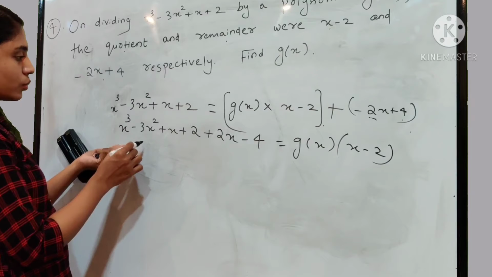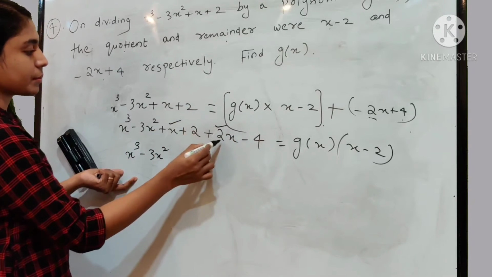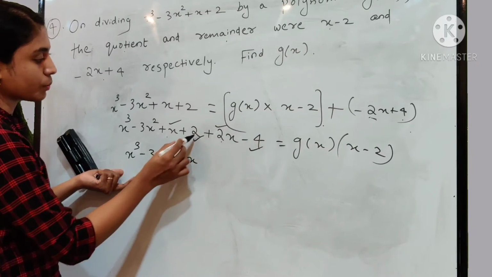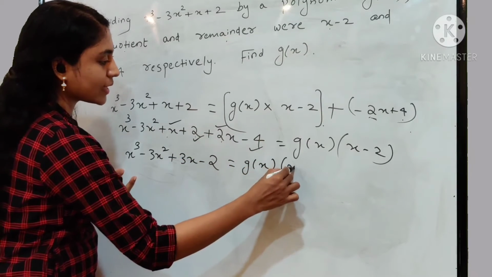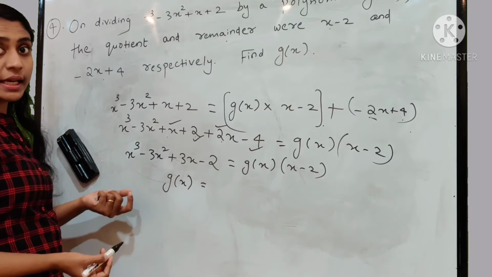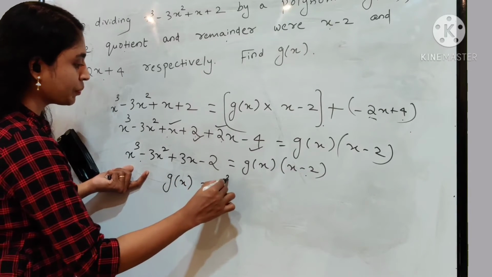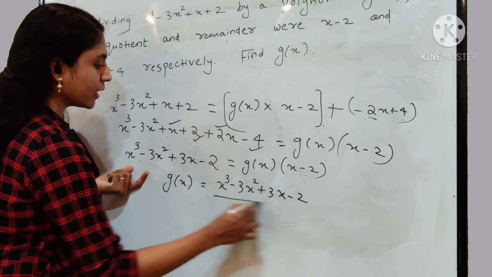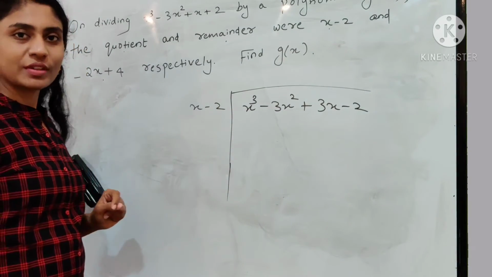Right? Now x cube minus 3x square, here x term, plus 2x plus x, it is plus 3x. Then the constant term: plus 2 minus 4 is minus 2, equal to g of x into x minus 2. Now how can we find g of x? From here we can find g of x by dividing this by this one. That is, g of x is equal to x cube minus 3x square plus 3x minus 2 divided by x minus 2. So on performing polynomial division we will get g of x.